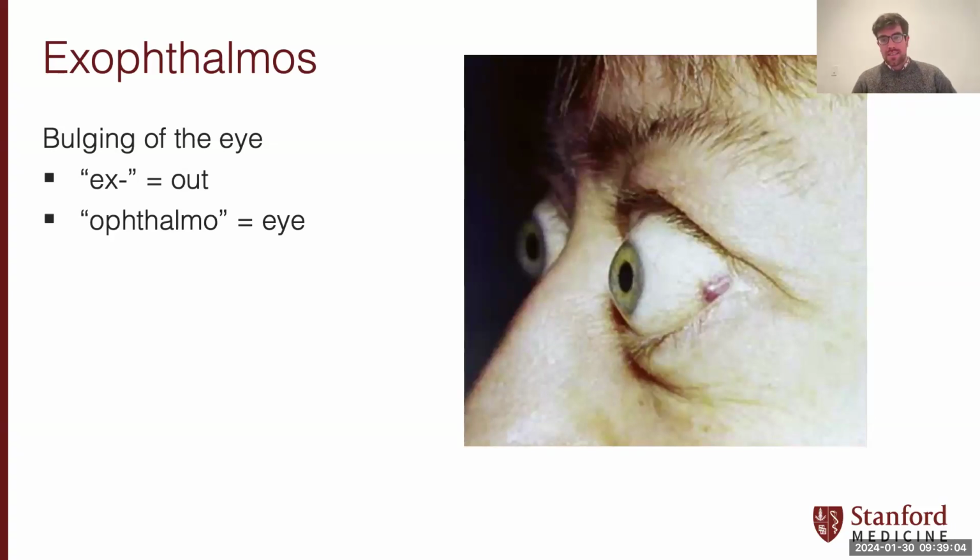It's most commonly seen in Graves' disease, which is a thyroid disorder. It's because the autoantibody that causes Graves' disease can affect the fat and muscle around the eye. And it's very important to recognize because it actually does affect how we treat the disease. Patients with Graves' disease require different treatments depending on whether they have exophthalmos or not.